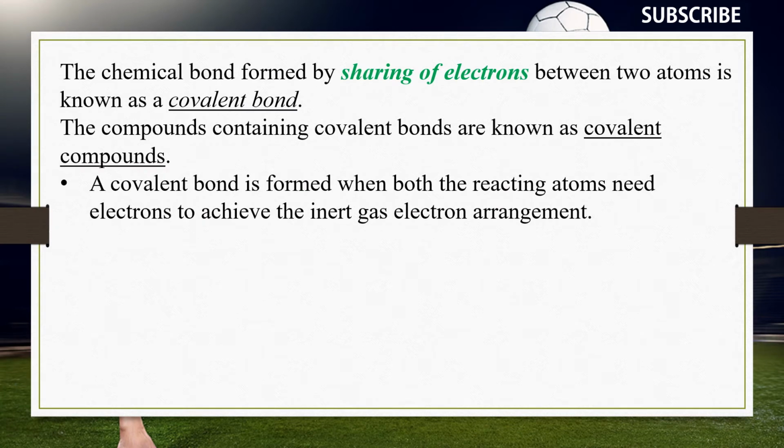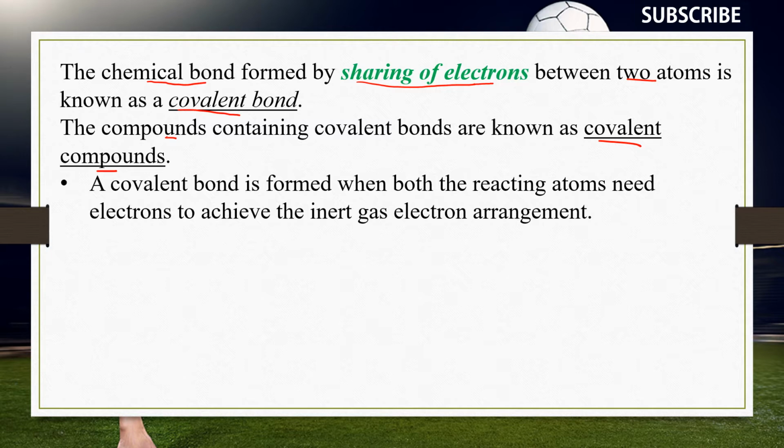So when you look at a chemical bond, it's basically a force that keeps atoms together. But for covalent bonding, we shall always be dealing with sharing of electrons. And in this case, we shall always be considering the outermost electrons, the electrons that are in the outermost energy level. So whenever a chemical bond is formed by sharing of electrons between two atoms, we shall always call it covalent bonding. And just like in ionic bonding, the compounds containing covalent bonds, we shall always call them covalent compounds. Just add covalent to compounds, then you have covalent compounds.